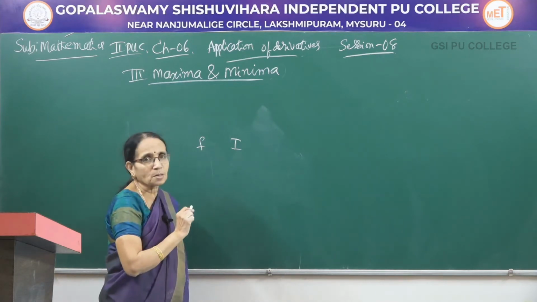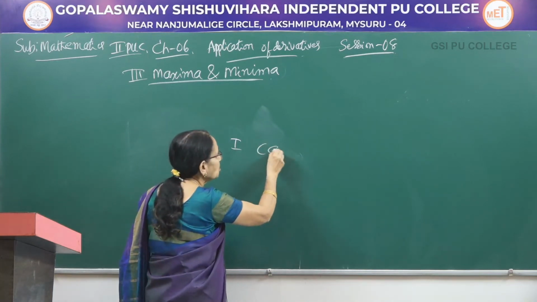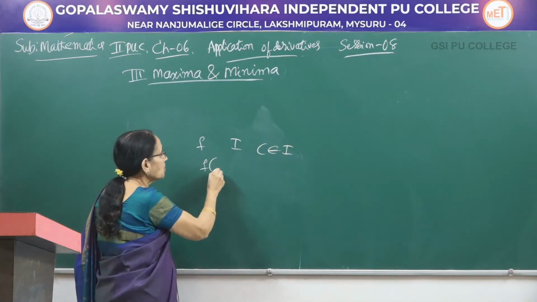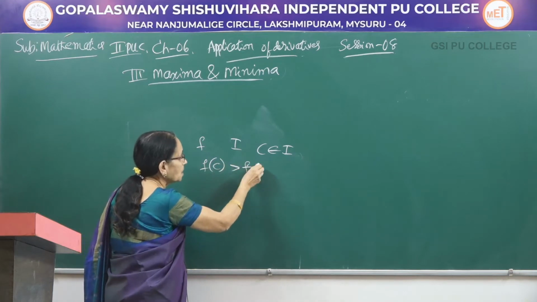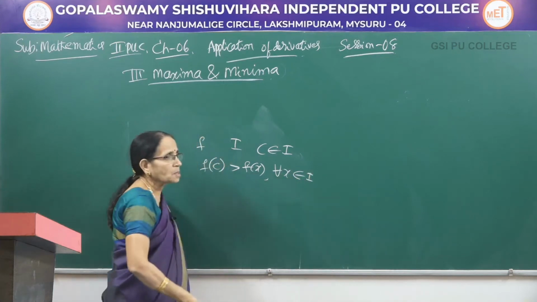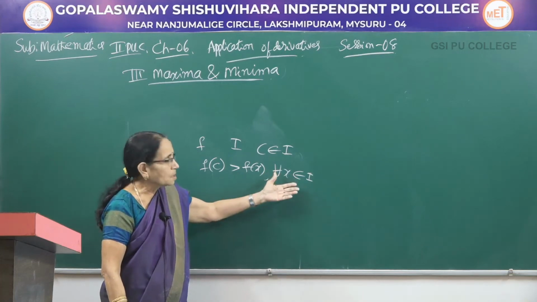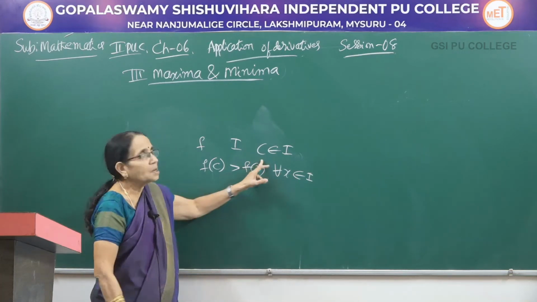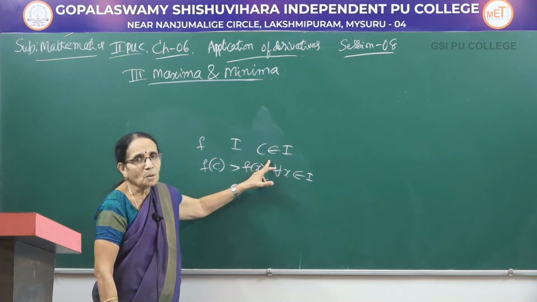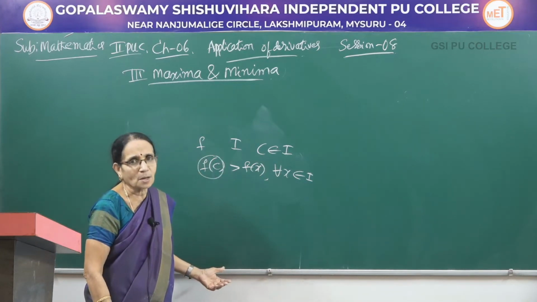Now, let f be a function defined in a particular interval I. Then, let c be a point belonging to I. Then, if f of c is greater than f of x for all x belonging to the interval I, then we say that c is the point of maxima, or we can say maximum point, and this value f of c, we call it a maximum value.